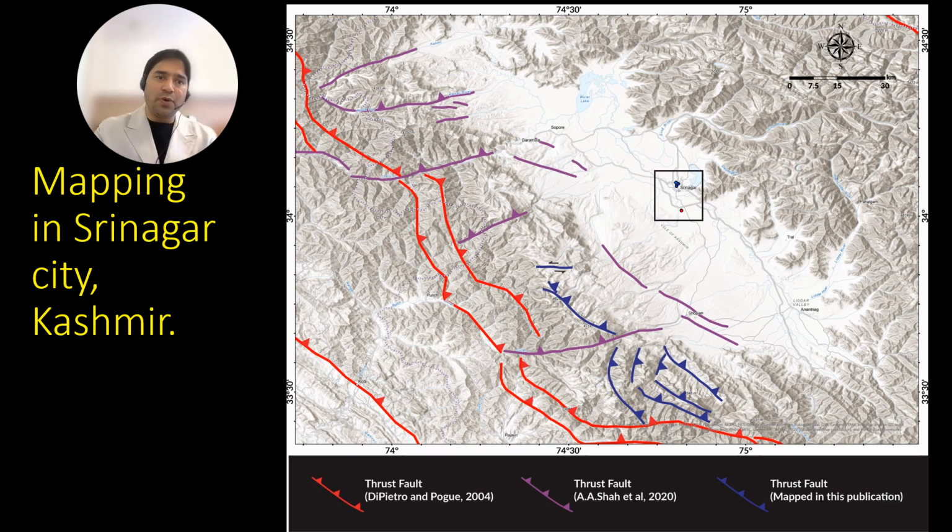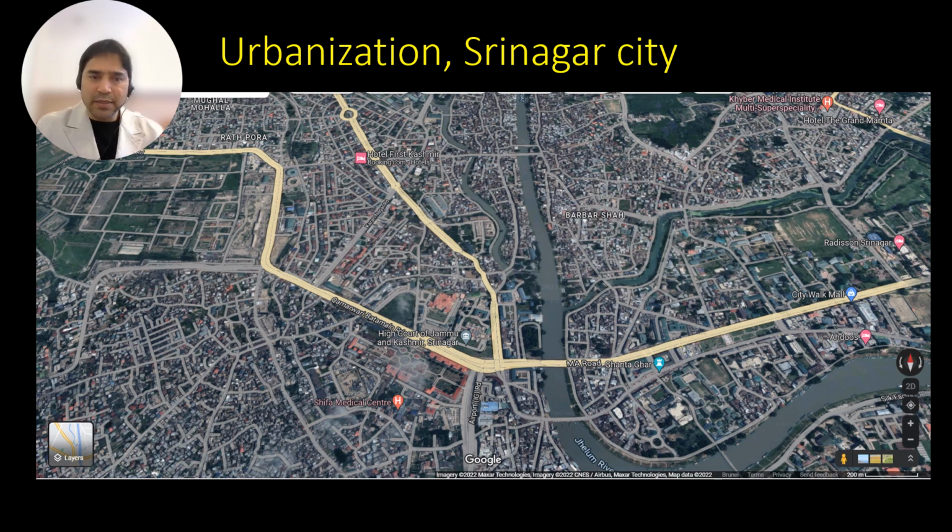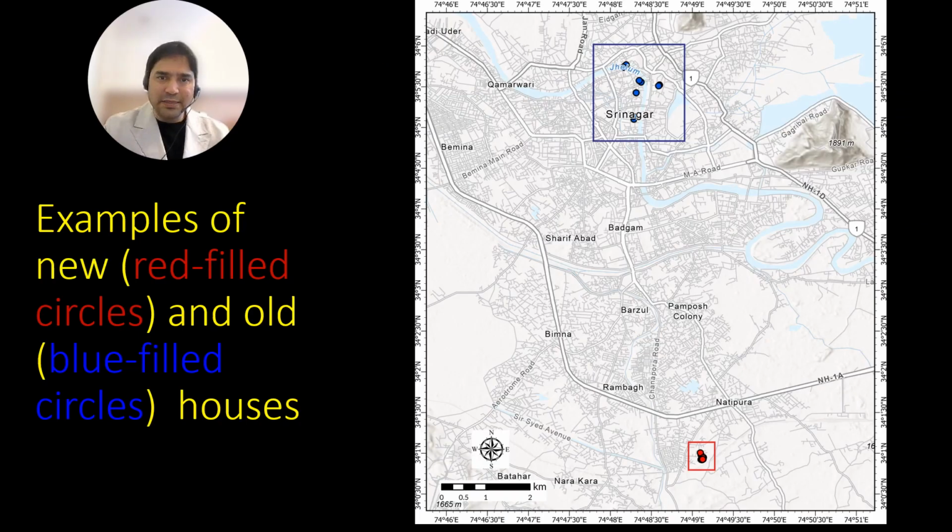Okay, great. So when we did a little bit of mapping, I'll show you some examples, because the whole of Kashmir is like that. Previously, we used to have buildings which were better built in terms of withstanding earthquake hazards. I'll show some examples to highlight that. This is urbanization, as you can see, buildings more or less everywhere. These are examples from Srinagar, with new buildings as red filled circles and old ones in blue.